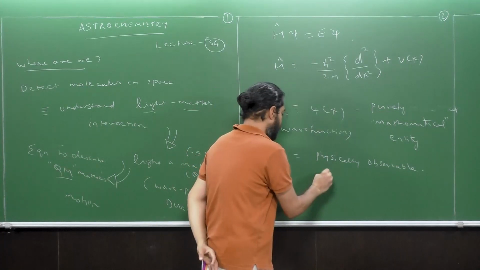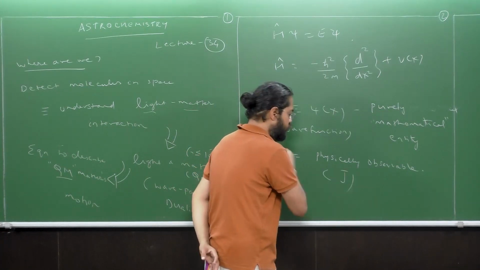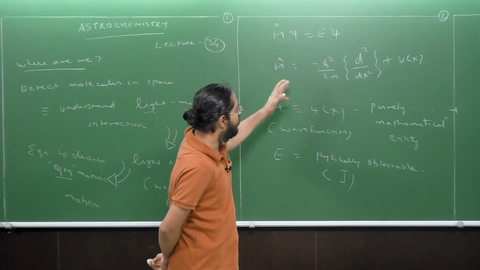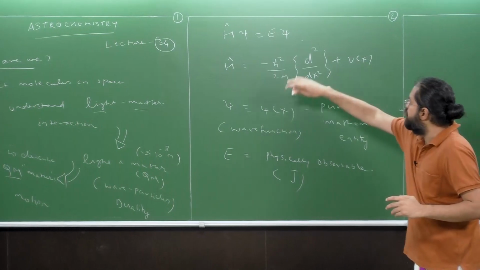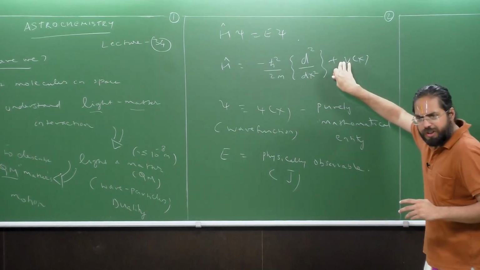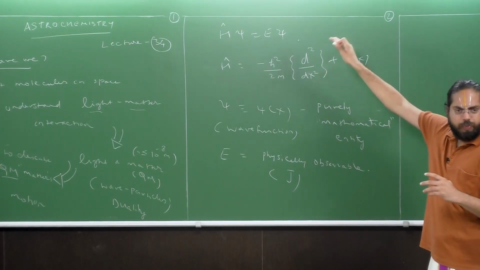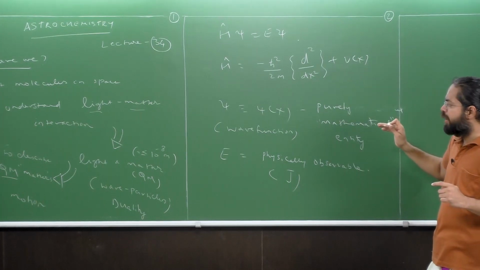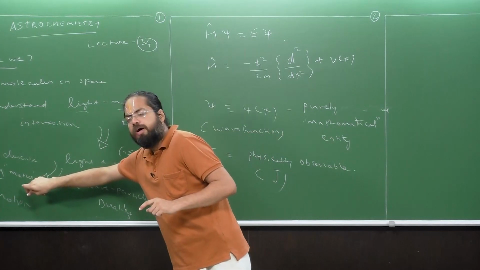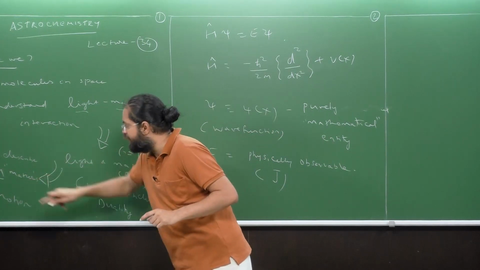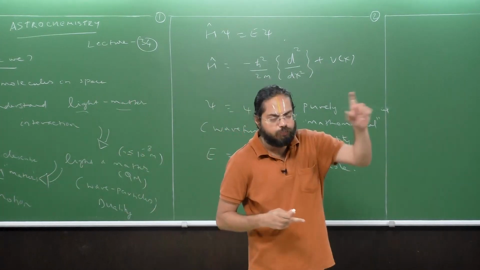And of course, the SI unit of energy is joules. So this is what we saw in the last class. In today's lecture, we shall be continuing from this particular equation, see one more variation of this equation, and look at some other aspects of the equations used to describe the motion of quantum mechanical systems.